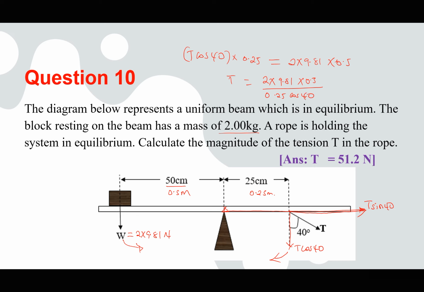Remember to learn how to resolve because it's very important. So this is giving me 51.2. So T is 51.2 newtons. That is the tension. Okay.